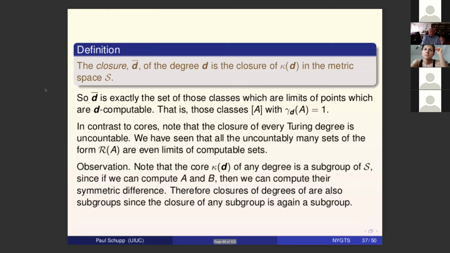But an observation: the core of any degree is a subgroup. Of course, say if we can compute A and B, we can compute their symmetric difference. So closures of degrees are also subgroups, since the closure of any subgroup in a topological group is again a subgroup. I'm sure there are uses of this. We haven't actually used this yet, but it's sitting there.